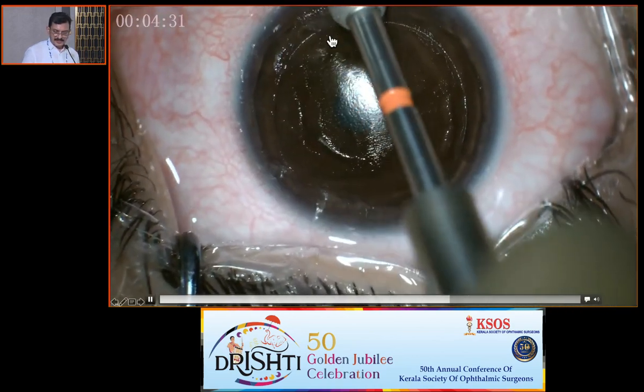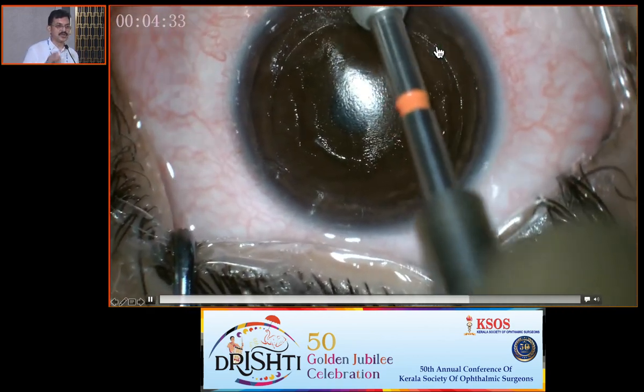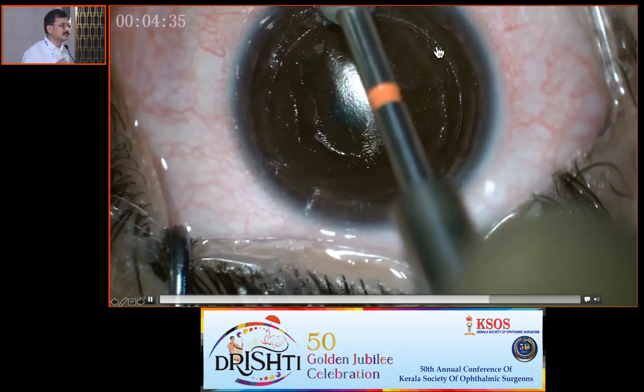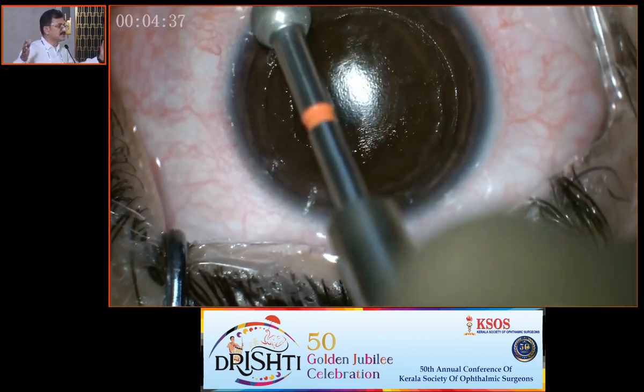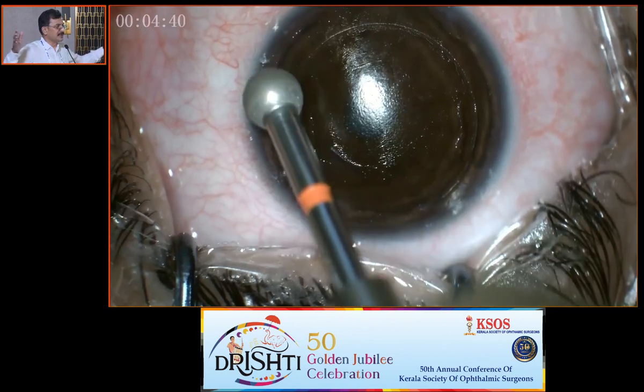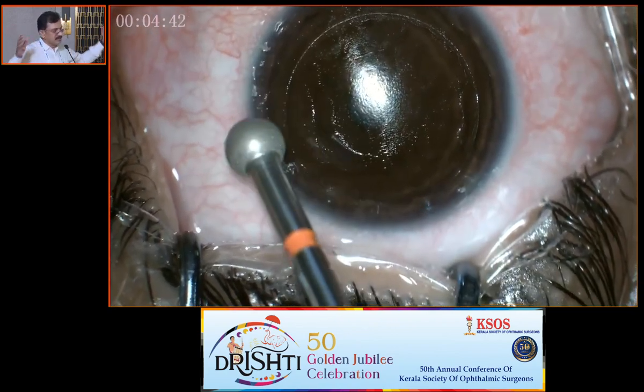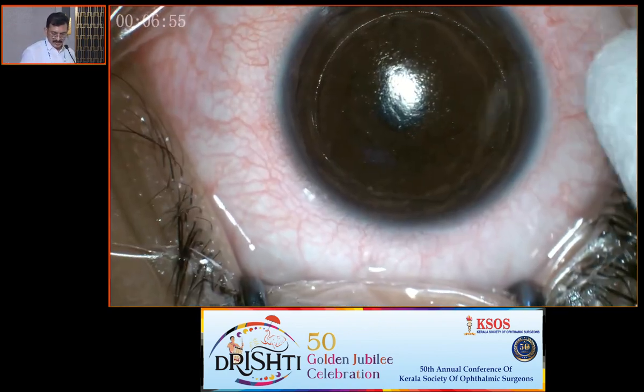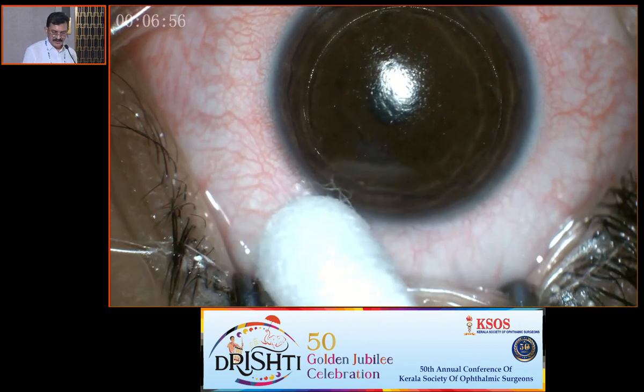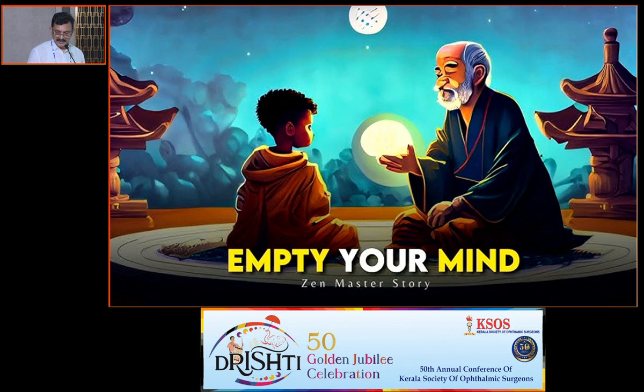You can do with the diamond bar even up to the periphery, which you cannot do with excimer laser. Excimer laser you can do only 8 millimeters. You cannot do 11 millimeters. With the diamond bar, up to the limbus you can polish it and they do very well. For example, you can see the flap. She is doing exceedingly well. After 1 month she got married.